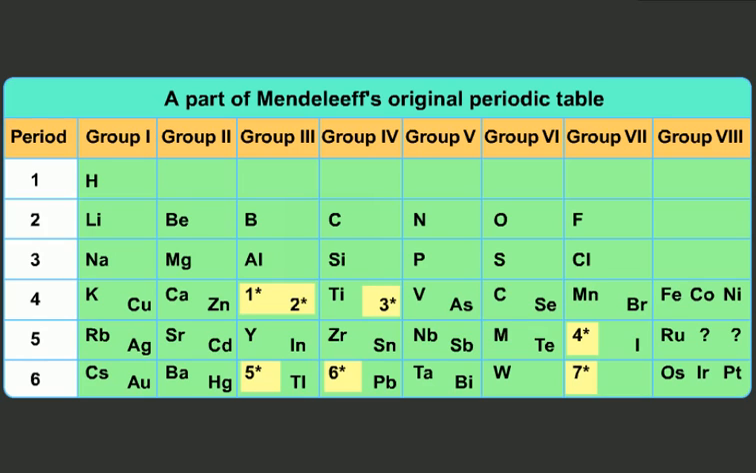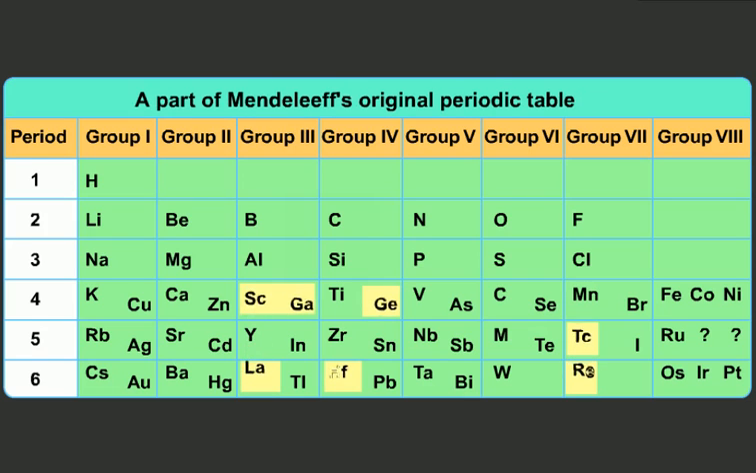Mendeleeff thought that these elements would be discovered later on and even predicted the properties of these then unknown elements by studying the properties of the neighboring elements. The missing elements of Mendeleeff's periodic table were discovered later on, and their properties were found to be very close to those predicted by Mendeleeff. For example, he found the properties of titanium, denoted by Ti, similar to that of silicon, denoted by Si.